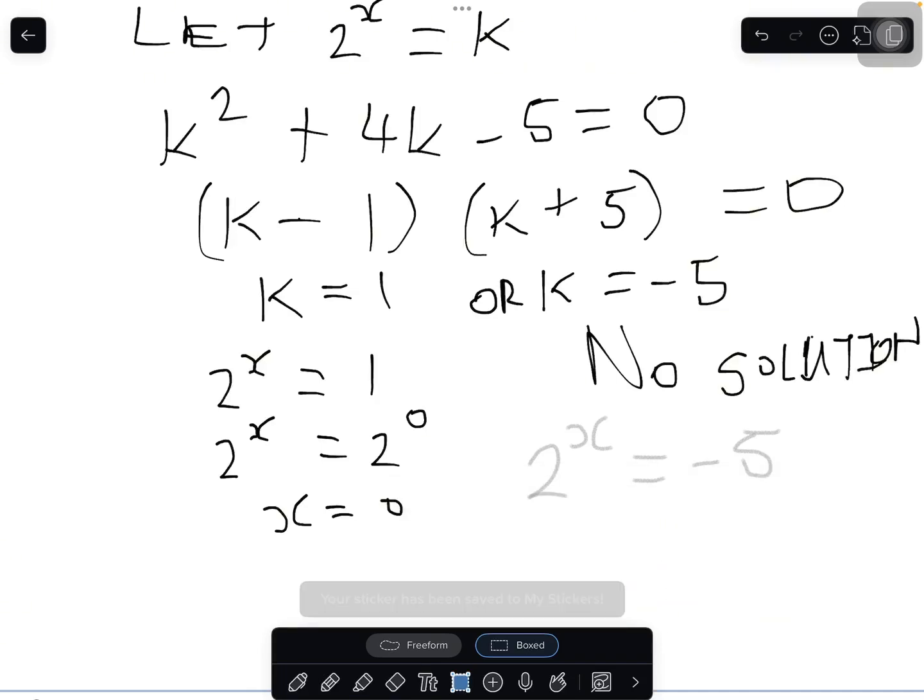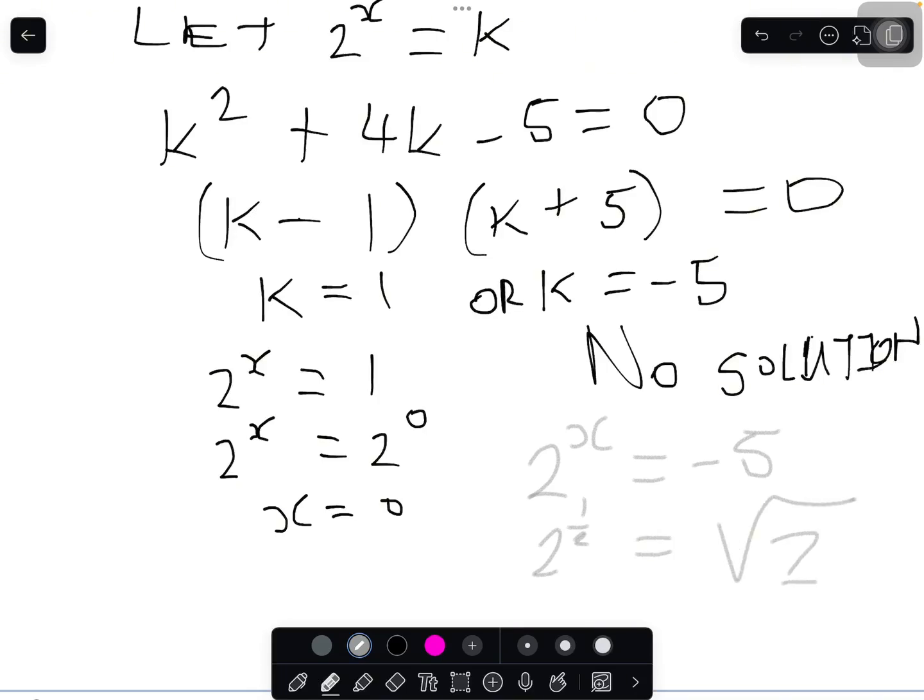If I put 2 to a positive number, I'm just going to get a bigger positive number, so it doesn't work. If I were to put a fraction, so let's say I put 2 to the half, I am just going to get the square root of 2, which isn't going to give me a negative number. So there's no real solution here.